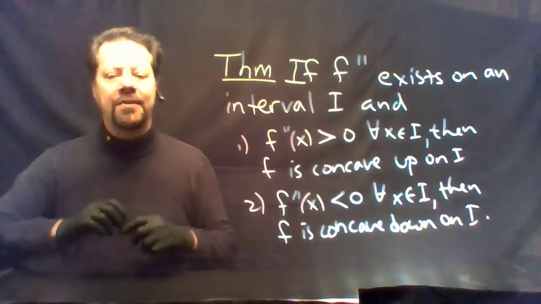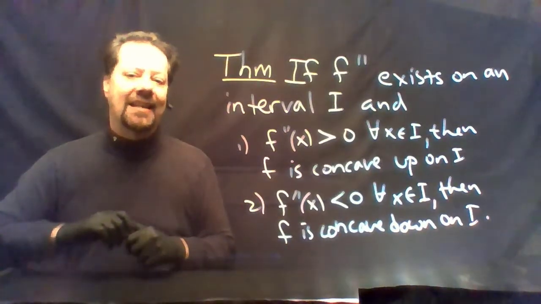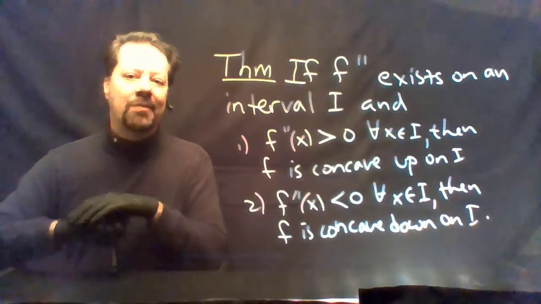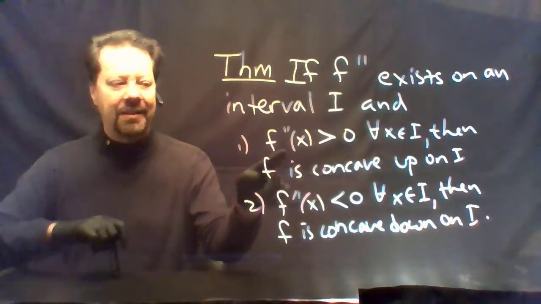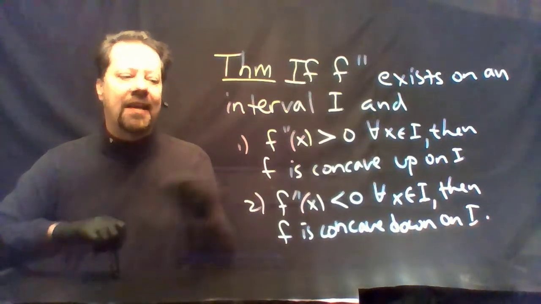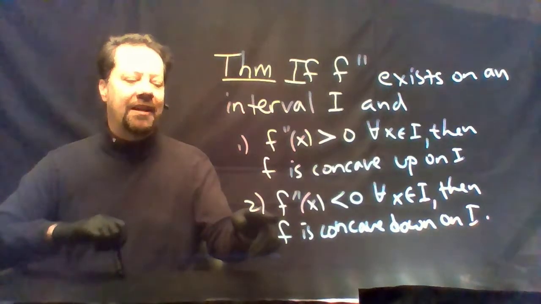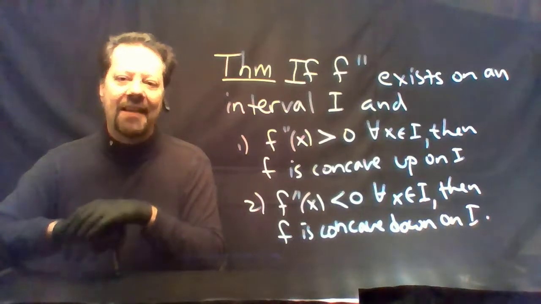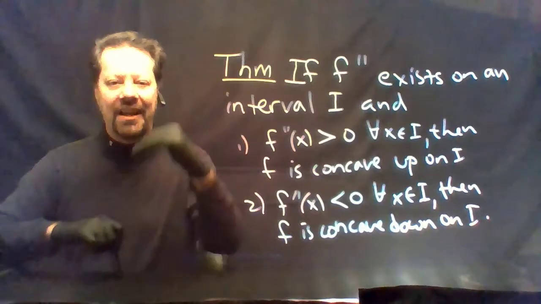And this theorem follows immediately from our theorem in the last section on increasing and decreasing functions. The function is increasing if its derivative is positive. In this case, if f prime has a derivative that is positive, if the second derivative is positive, then f prime is increasing, and that means f is concave up. Alternatively, if f prime prime is negative, that means f prime is decreasing, and that means f is concave down.